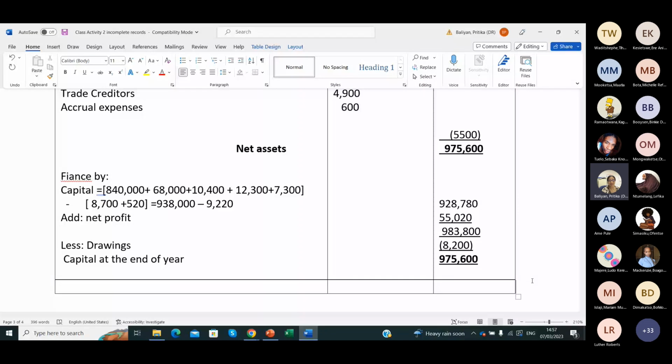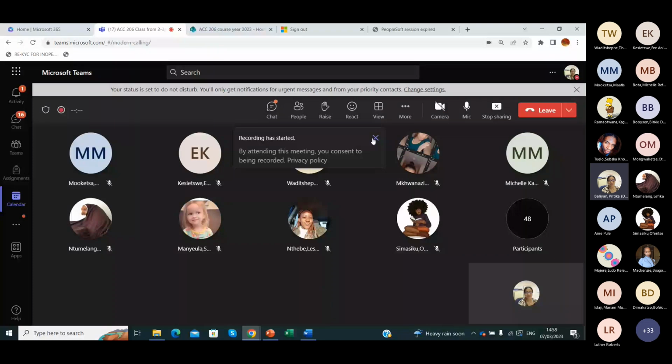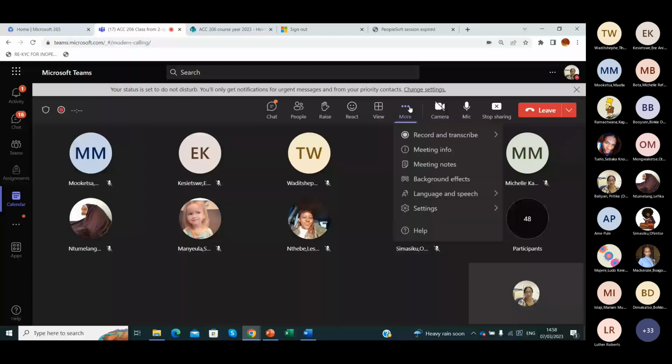Is that clear to everyone? I hope you understand. Revise the method again so that you can see how we do that. Okay, so these are the activities for today's lesson. If you have anything else, you can ask.